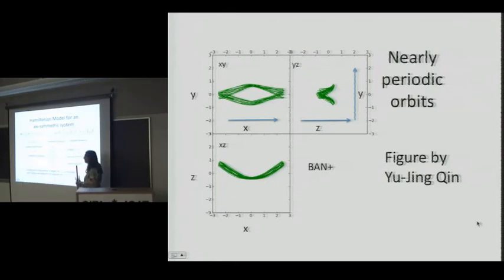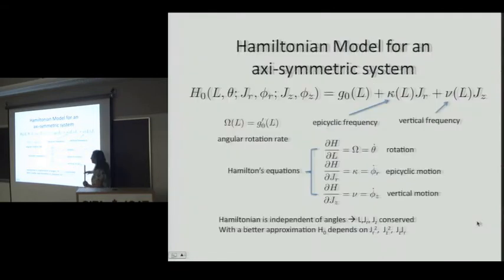So how do I make a Hamiltonian model? First, let's ignore the perturbation from the bar. If I ignore the perturbation from the bar, then I can write the Hamiltonian for a particle in orbit in the galaxy, and instead of using Cartesian momenta, I can use action angle variables. And I can expand to low order in all the actions.